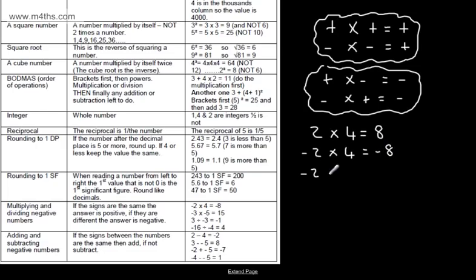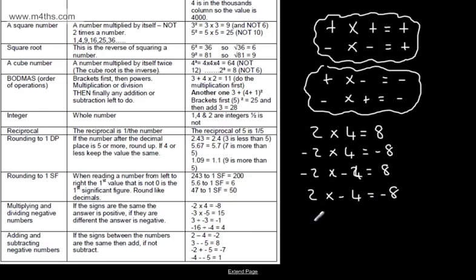If I had negative 2, or minus 2, times minus 4, let's write that there, I've got 2 negatives, that's going to give me a positive. If I had 2 times minus 4, this one is positive, this one is negative, so our answer is going to be negative. The same goes with division.